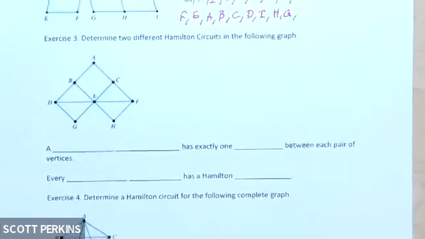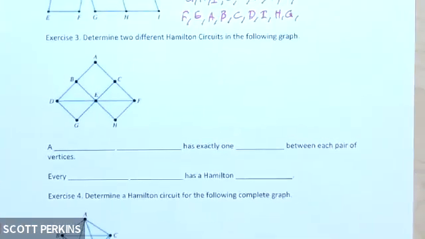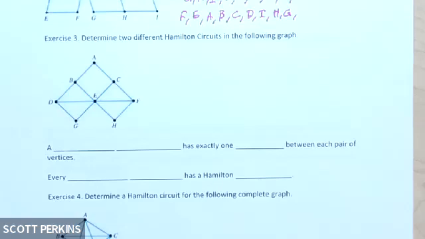All right, exercise 3. Determine 2 different Hamilton circuits. So again, each vertex once, except for where you start and stop.